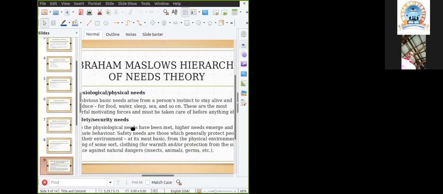Now, security needs and safety needs can only emerge once at least you have the first basic needs. Otherwise, there's no way as a human being you will start worrying about security needs if you didn't have the physiological needs.